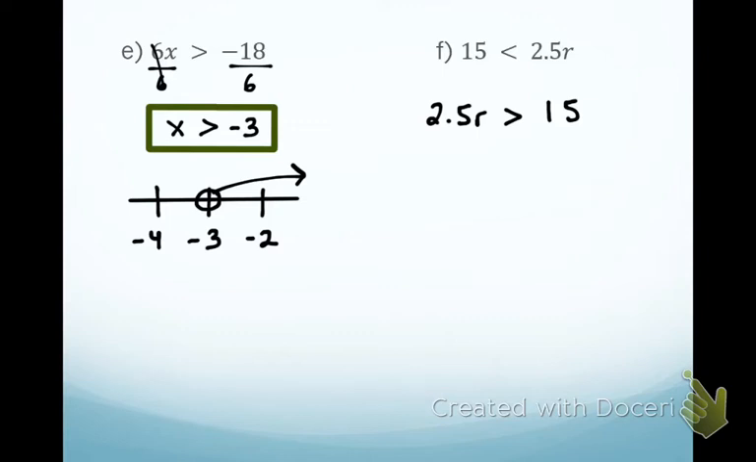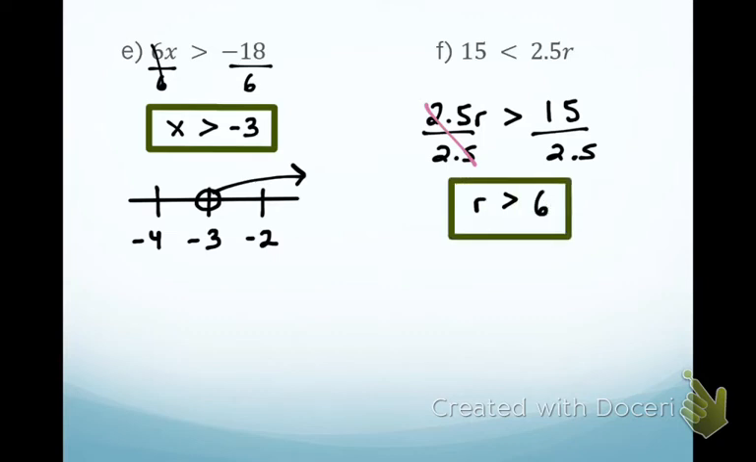Okay? Gavin, how do I get rid of that multiply by 2.5? Very good. And Gavin, keep going. What should I do next? Okay, and what do you get when you do that? Excellent. Do I need to switch my symbol? No, I do not. The only time we do that is if we multiply or divide by a negative number on both sides, and I divided by a positive number.